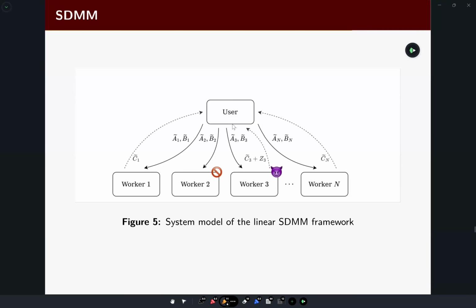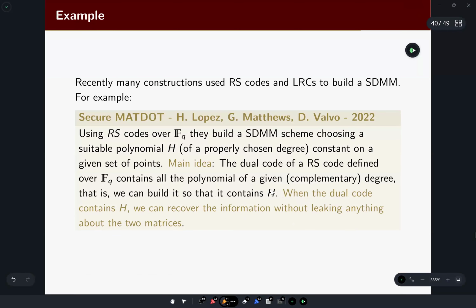This is a picture of what happens. A user gives information to the servers in order to compute a matrix multiplication. Even if one server doesn't work, or one server is an adversary which might want to take information, the whole procedure still needs to work, and we don't want the worker to be able to recover any secret information that the user is sharing. Now, recently, many constructions have been presented. The one we focus on today is the secure MatDot construction.